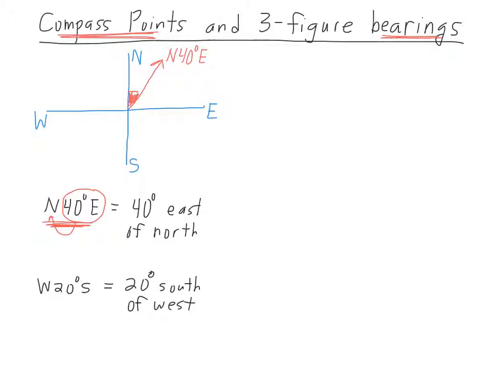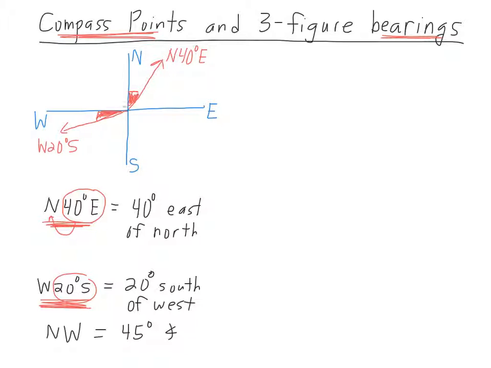Likewise, if we were to locate where this next one is, this is saying 20 degrees south of west. So 20 degrees south of west. Well, west is to the left there. 20 degrees south of it would be this little sliver of an angle. So this is the direction for west 20 degrees south. Now, sometimes you might see something like just NW. Well, this means that you're going to have a 45-degree angle between north and west.